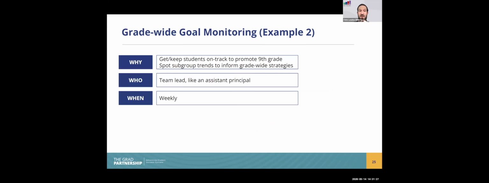So here we have a different why, who, when. So imagine a goal might be a similar goal to keep students on track to promote to 9th grade. Again, this is coming from the RISE context, but I think this applies to any grade or school-wide. And the action that we might want to take is to spot subgroup trends, maybe demographic subgroup trends, to inform grade-wide strategies.